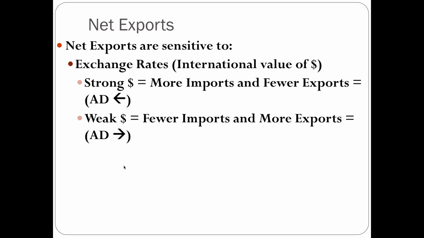However, when we have weak money, it's more expensive to buy imports because our money does not buy as many goods overseas. So we're not going to import as much due to that weak money, or in the United States, a weak dollar. So we have more exports and fewer imports. That's going to shift aggregate demand to the right.